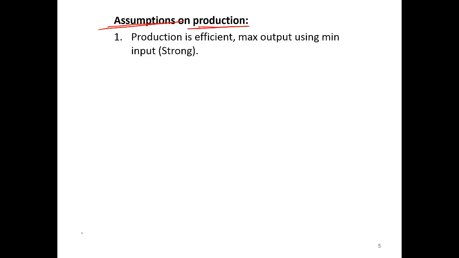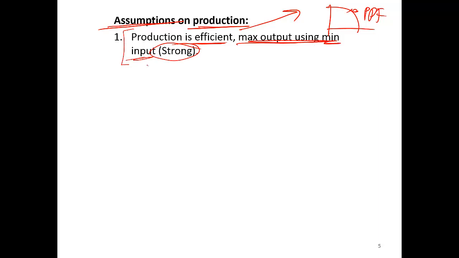So if you remember chapter 1, we talked about certain behavioral assumptions. We said that individuals are rational and they're trying to maximize their utility, and companies are trying to maximize their profits. We need to make a couple more assumptions on production. Number 1, production we assume is efficient. So if you imagine we are on our production possibilities frontier, okay, maximum output is being produced using minimum input. This is a very strong assumption, but we're going to go with it for now.